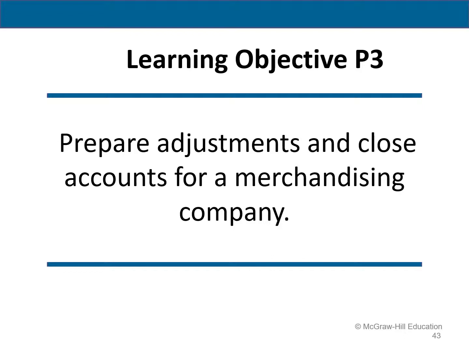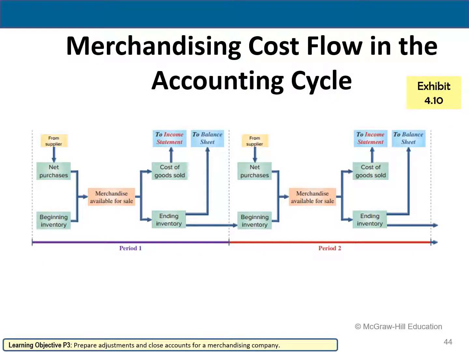All right, so now let's look at some adjustments that are prepared when we go to close the period for merchandising companies. Okay, so some things to know about the merchandising cost flow in the accounting cycle. So what's shown here is 2 periods back to back of the flow of merchandising costs during the period and where they're reported at the end of the period.